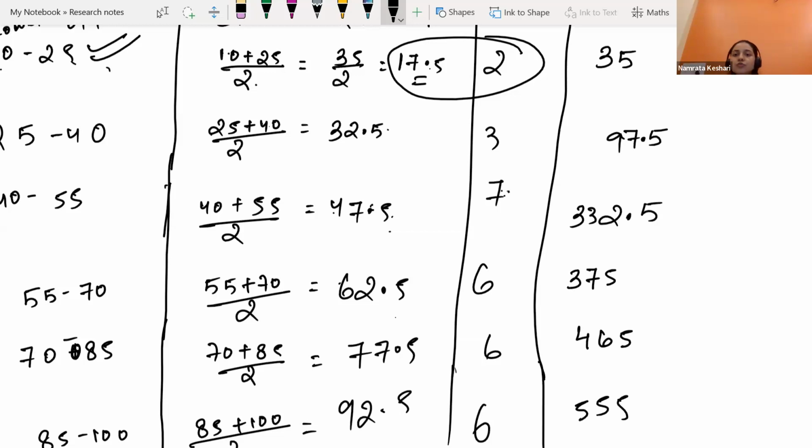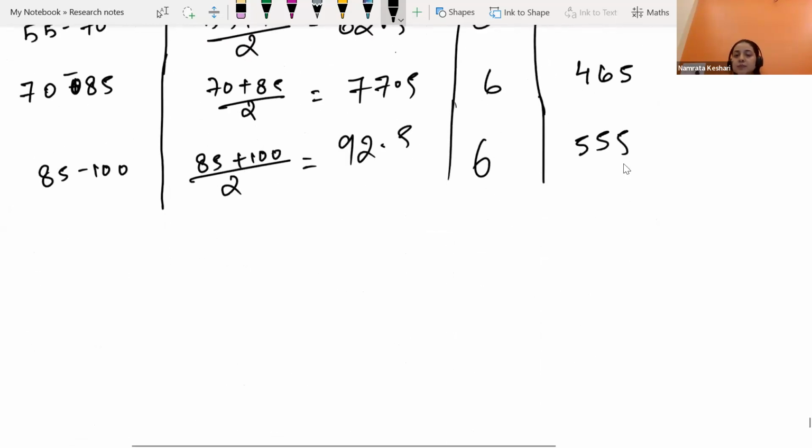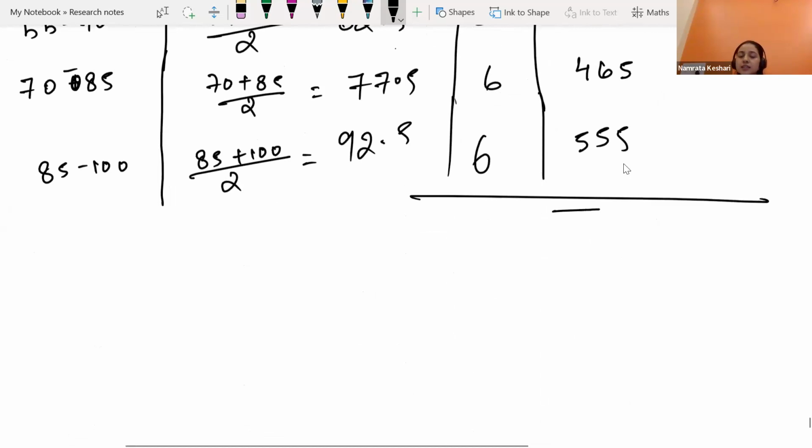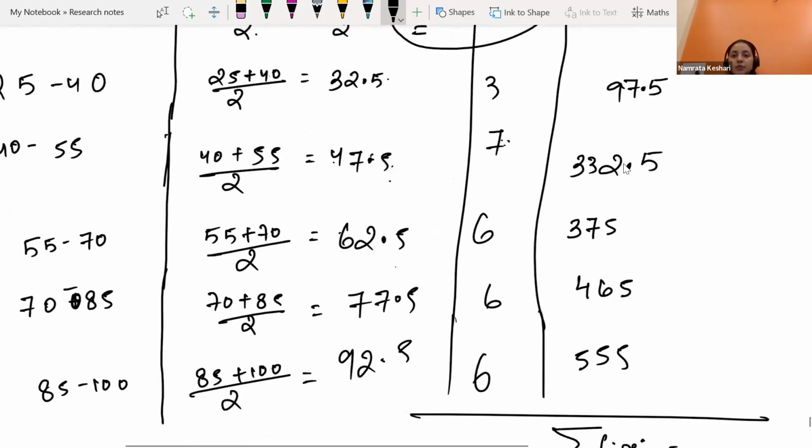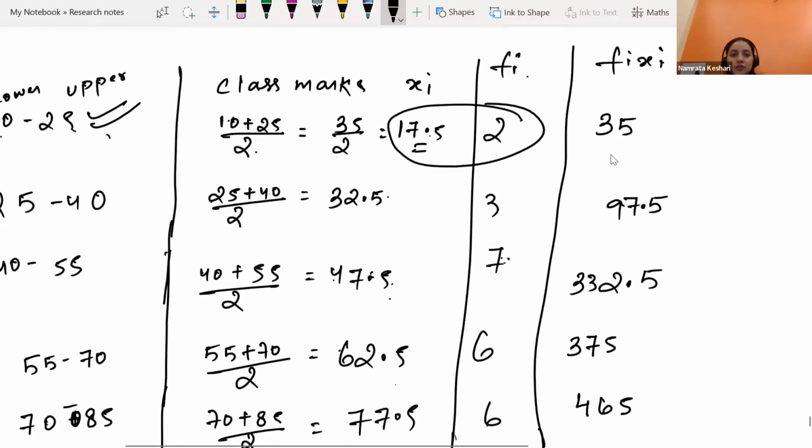Okay. Now the formula is still same. The summation of all fixi, that means f1 x1 plus f2 x2 plus f3 x3. The summation of all is what? Let's add them all. Okay, we must write it properly. I have not written, but you must write it properly. Decimal below decimal we will arrange and we will add them all.